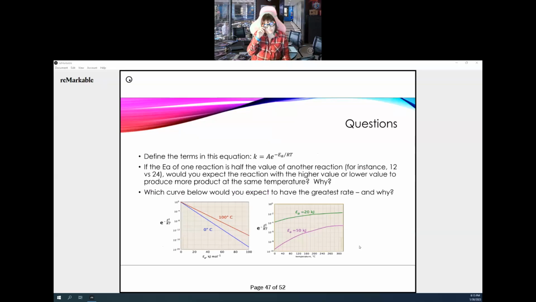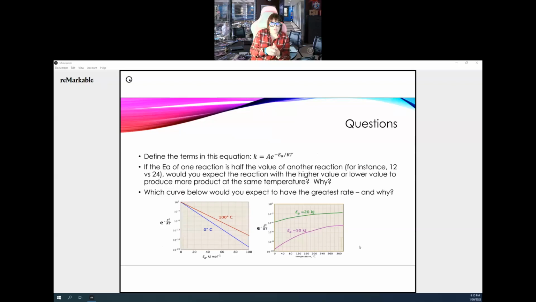Hopefully not, but let's talk about some potential questions I could ask you based on what we just looked at. Define the terms in the equation k equals A e to the negative Ea over RT. k is, again, that rate constant. A is the frequency factor. Ea is the activation energy. R is the gas constant. And T is our temperature in Kelvin.